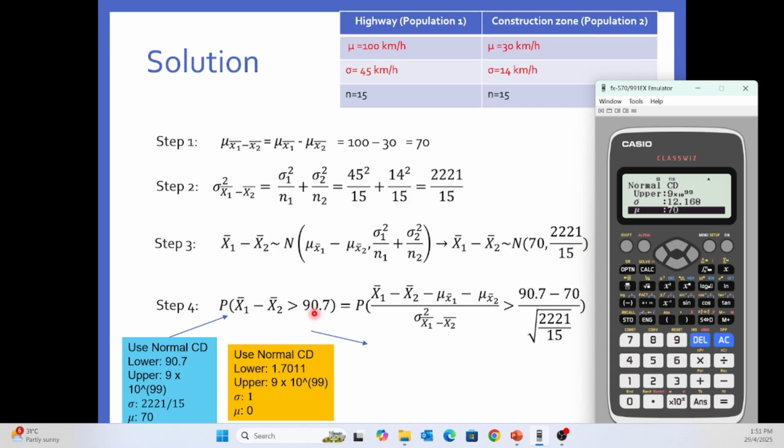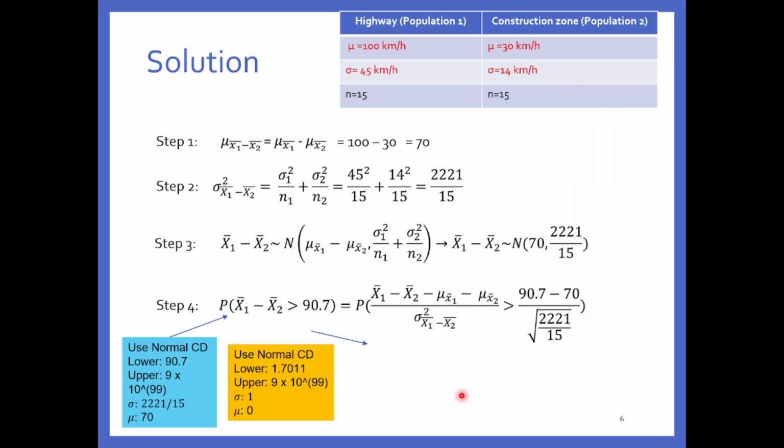So this is the lower, upper is a big number. Sigma is here, take the square root from step 2, mu is 70. So you get the answer 0.0445. Let's check the answer here, 0.0445.